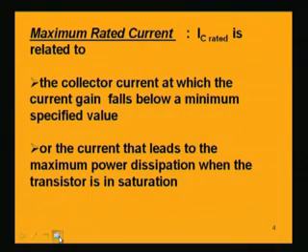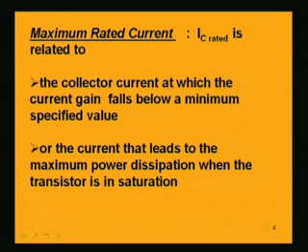So, the maximum rated current, that is IC rated, is basically related to the collector current at which the current gain falls below a minimum specified value. That means the specification of the maximum collector current IC rated for a power transistor will depend on the value of the collector current at which the current gain falls below a minimum specified value.